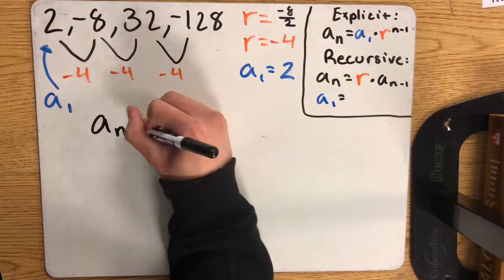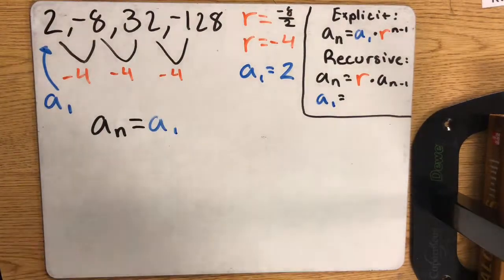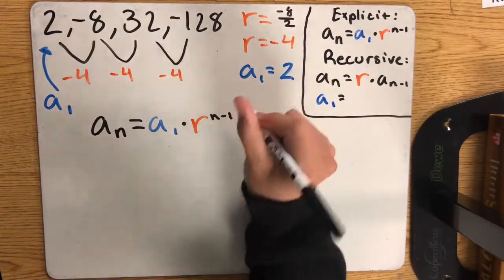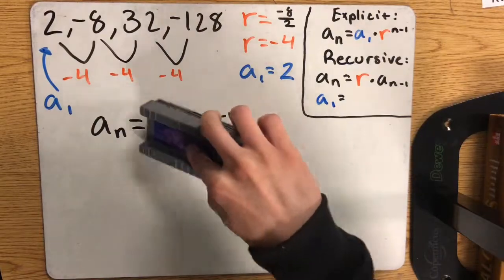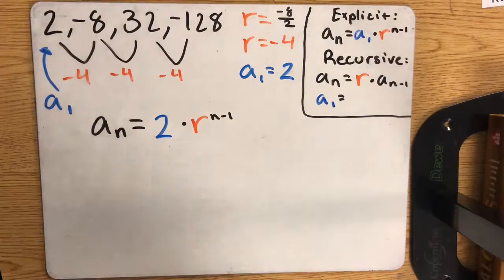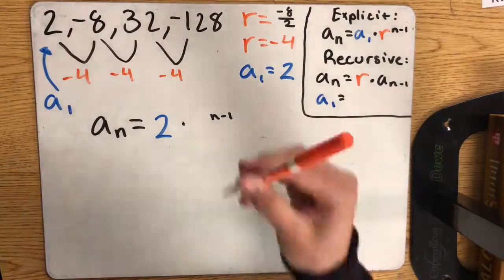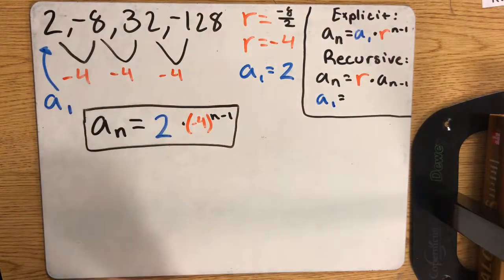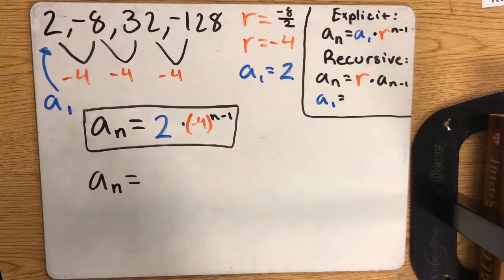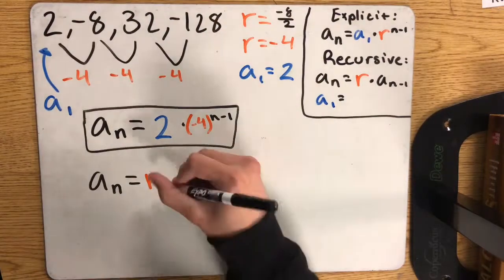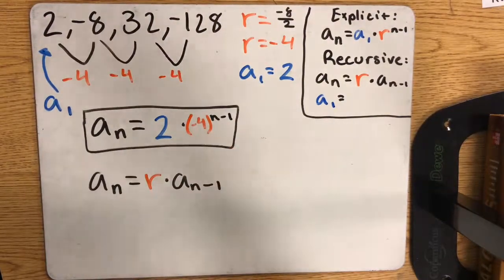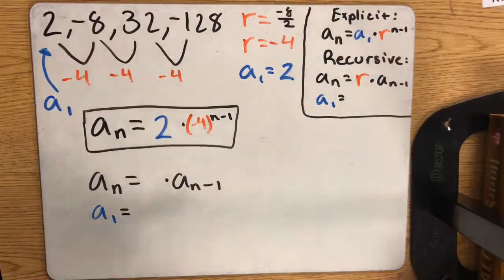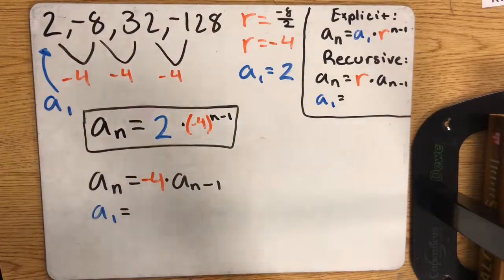We then erase and replace. A of 1 will be replaced by our first term, which is 2. R will be replaced by our common ratio, which is negative 4. Then we erase and replace our recursive formula. R will be replaced by our common ratio, which is negative 4, and a of 1 will be set equal to our first term, which is 2.